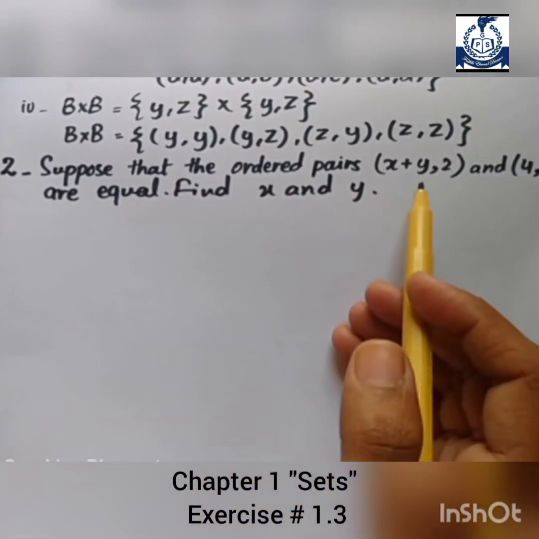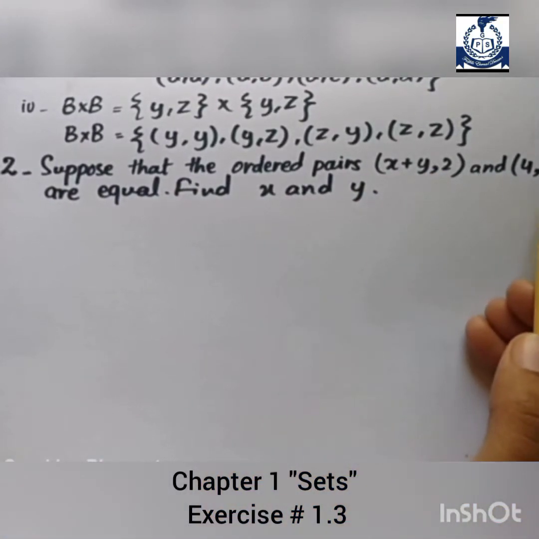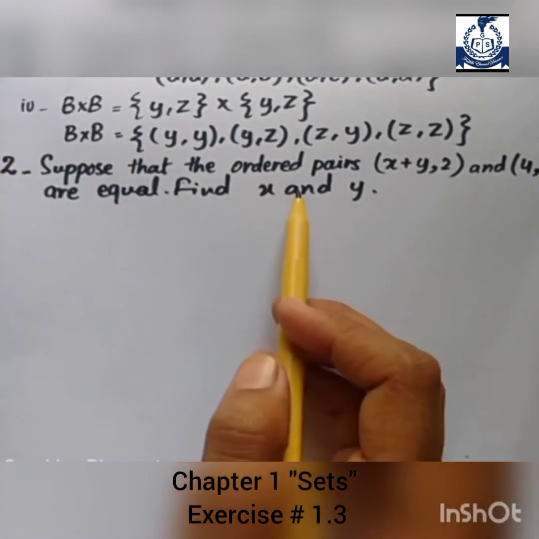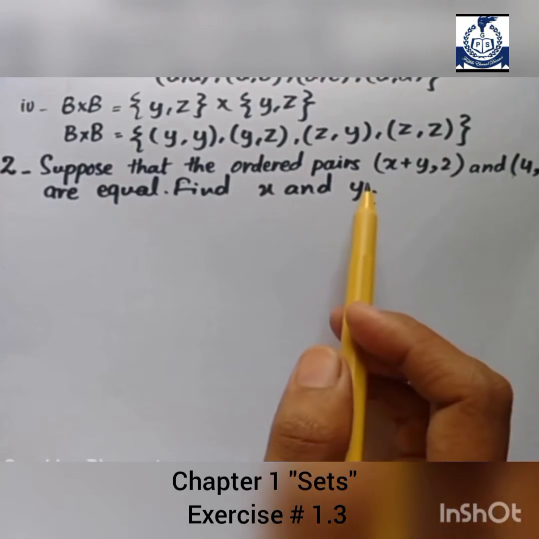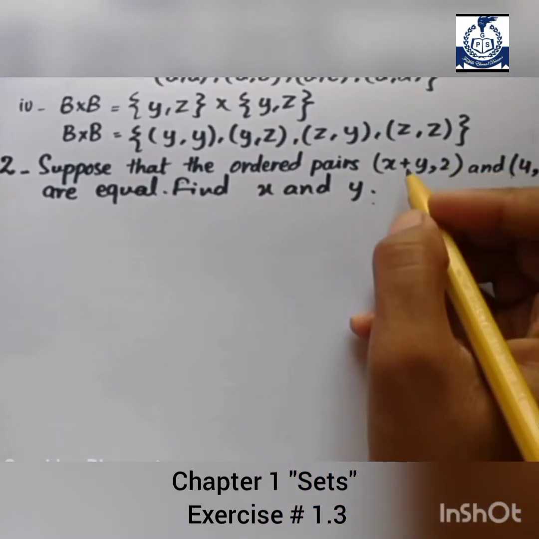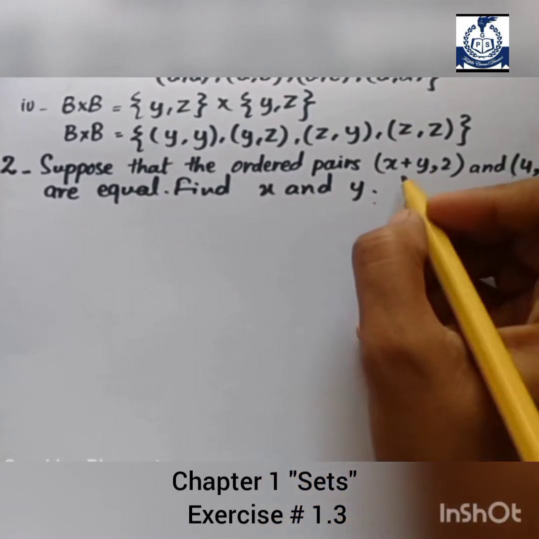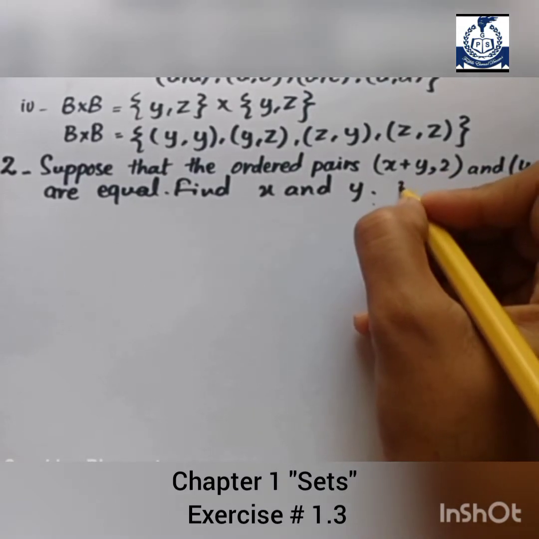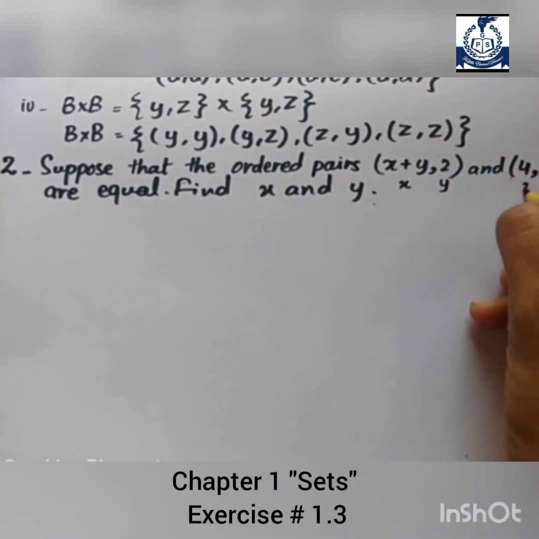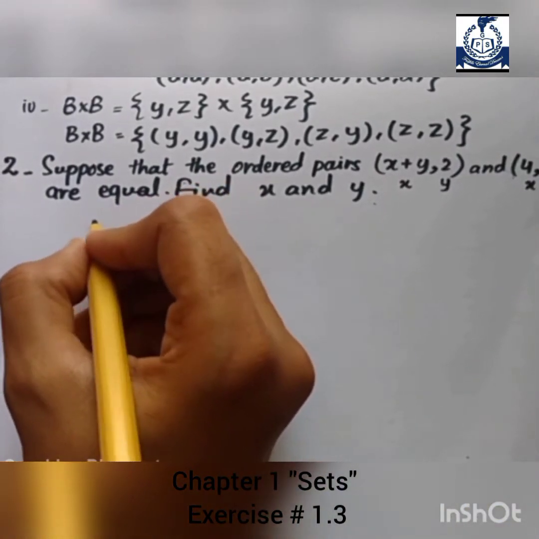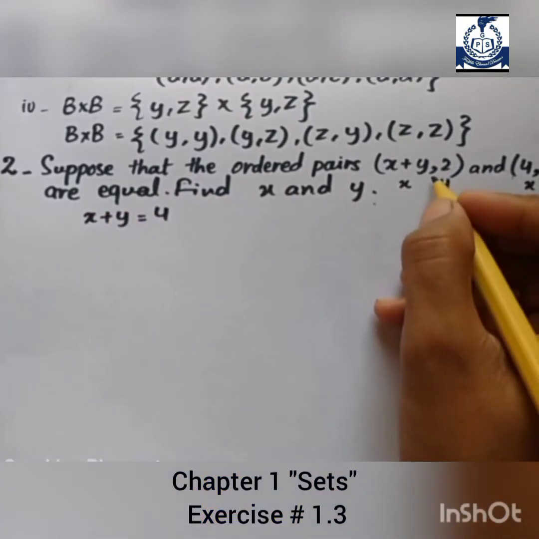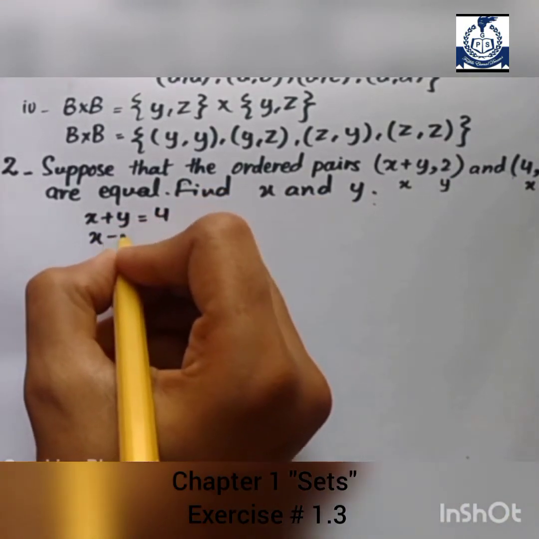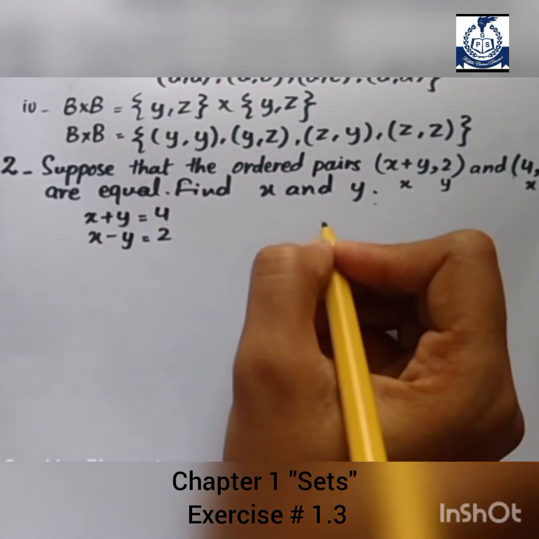Suppose that the ordered pairs (x plus y, 2) and (4, x minus y) are equal. Find x and y. We have ordered pairs, so x plus y is equal to 4 and x minus y is equal to 2. The x is written with the x and the y with the y. So x plus y is equal to 4 and x minus y is equal to 2.